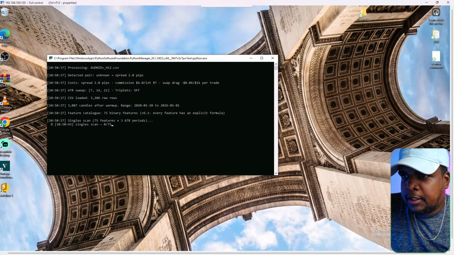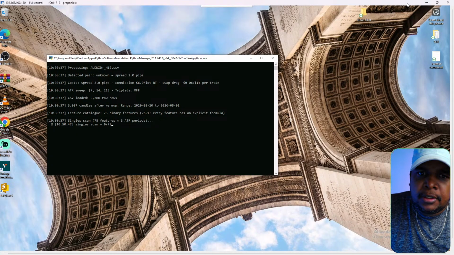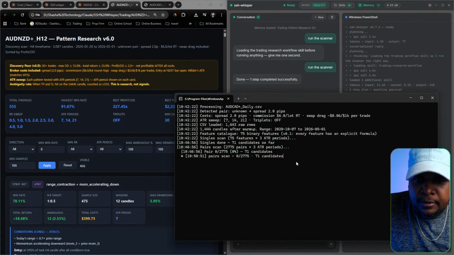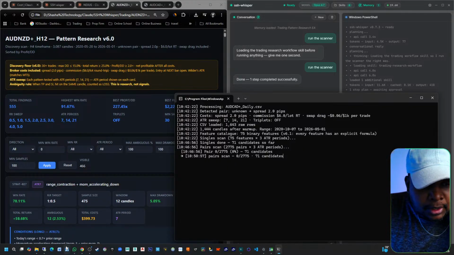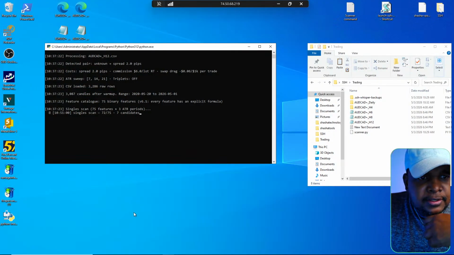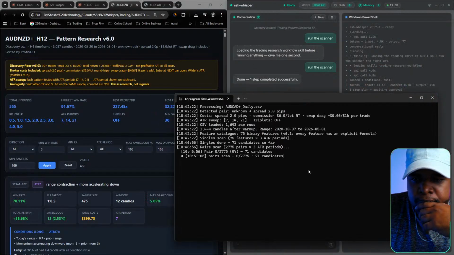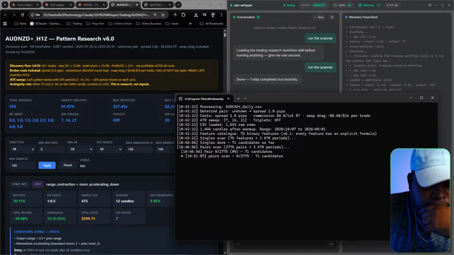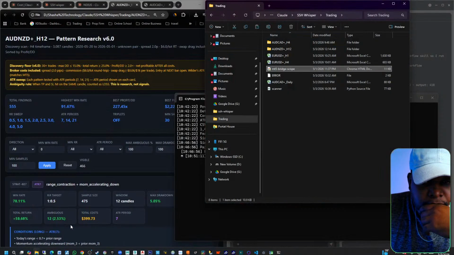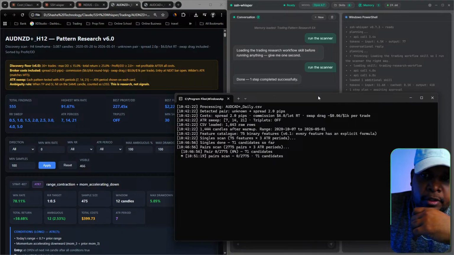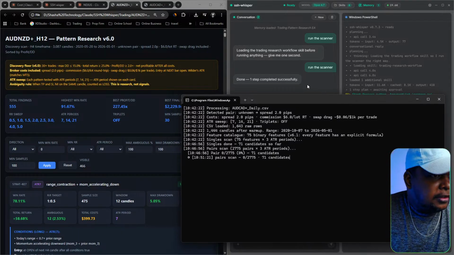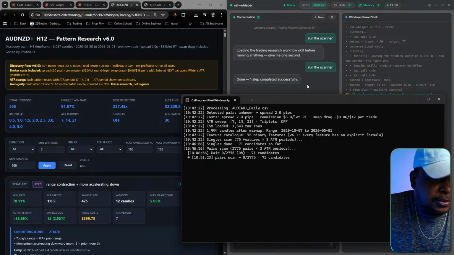All right, so we're scanning the H12 on the Aussie NAS. So that's fine. We are scanning the Aussie card on the daily time frame here. And on the VPS, we are scanning the Aussie card on the 12-hour time frame. So it's just a waiting game right now, waiting for all these scans to be completed.